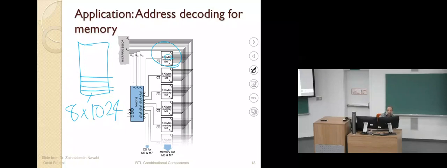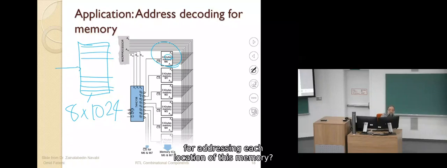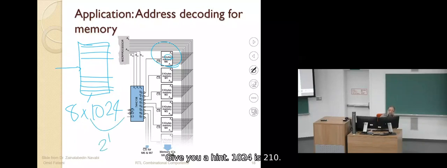Okay? So how many address bits do we need for addressing each location of this memory? It is 8 kilo. How many bits do we need to address 8 kilo? I give you a hint. 1024 is 2 to the 10. So you tell me the rest. How many bits do we need for 8K? 10 bits is for 1024. We have 8.